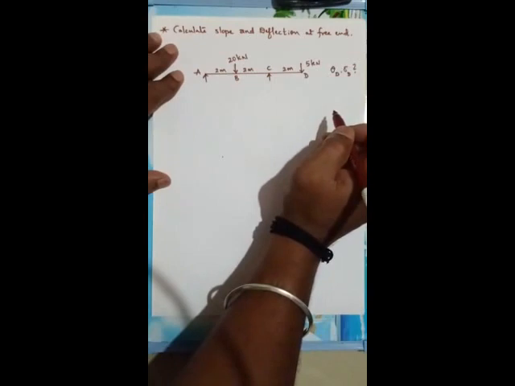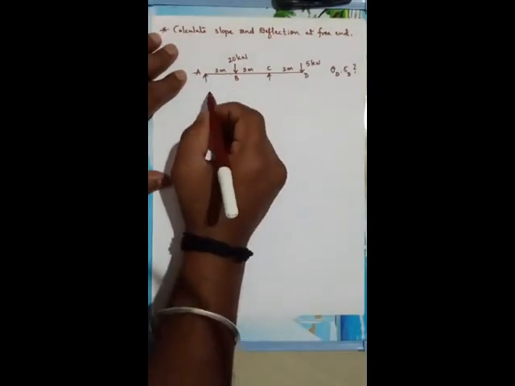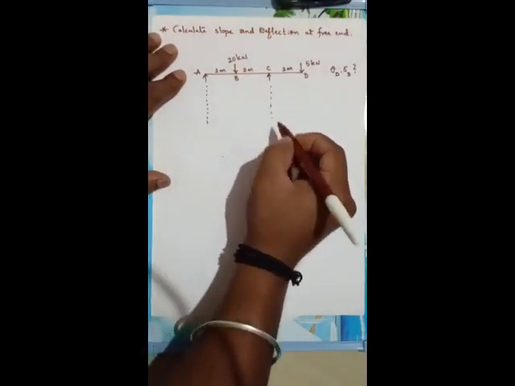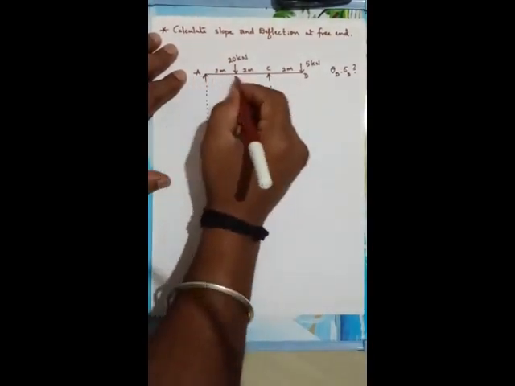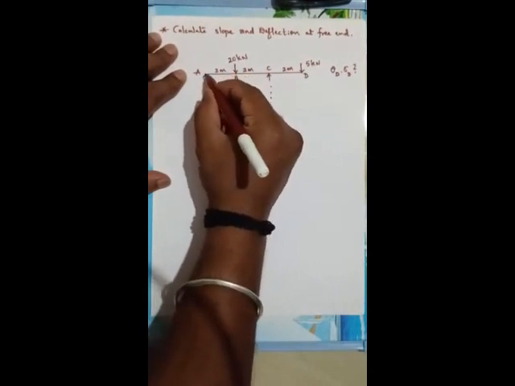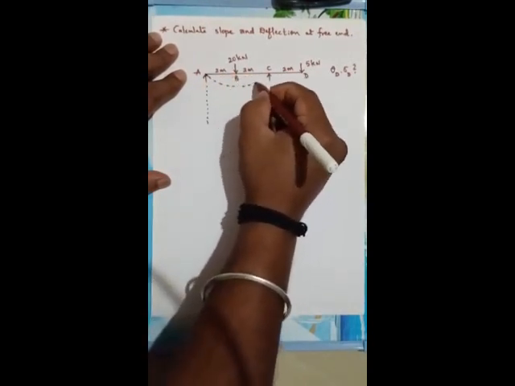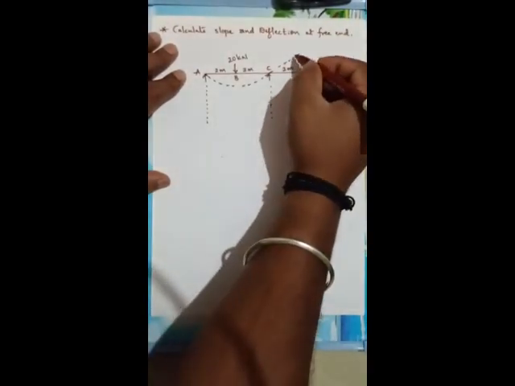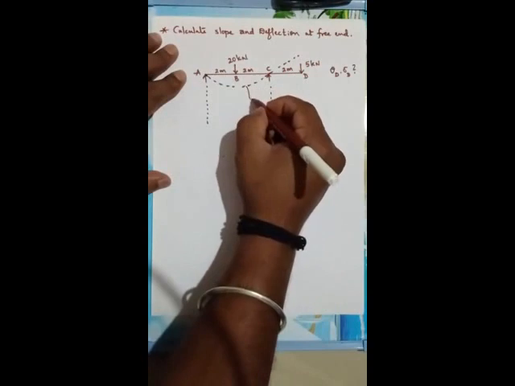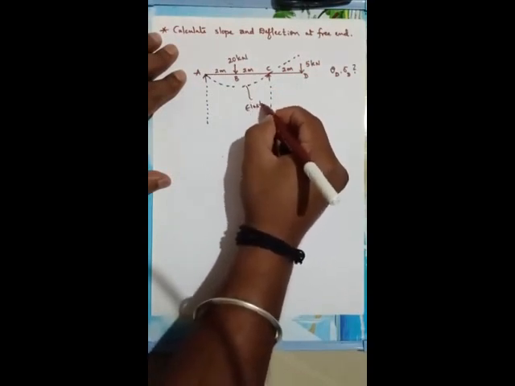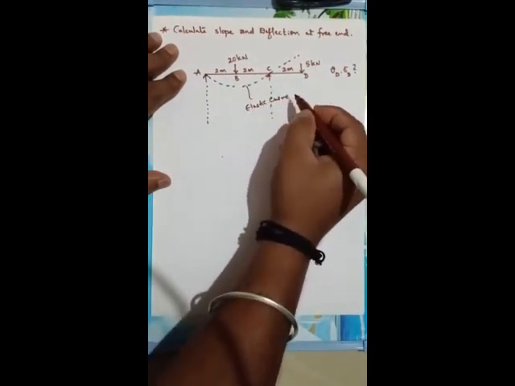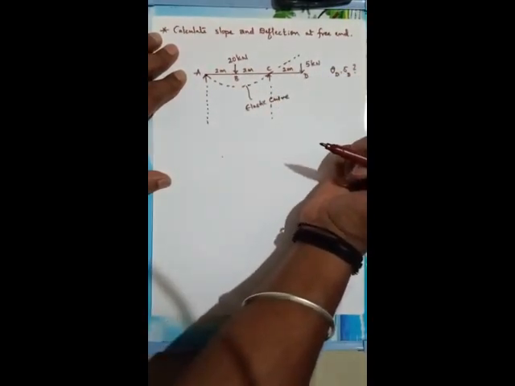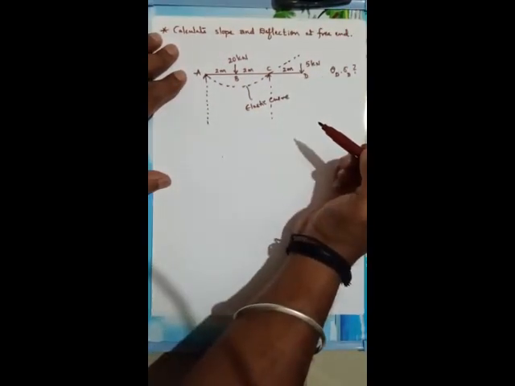So let us draw the elastic curve first. For this simply supported beam with an overhang portion, due to the application of load, it may have a deflection something like this. We can assume the elastic curve with the overhang portion something like this. This is the elastic curve. Due to the load, it may have the deflection something like this. It is a typical case.